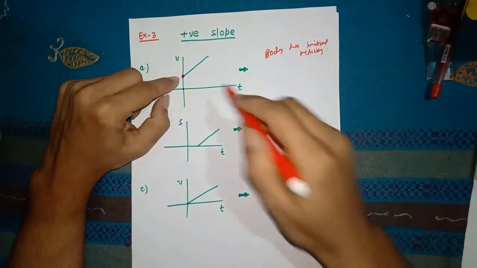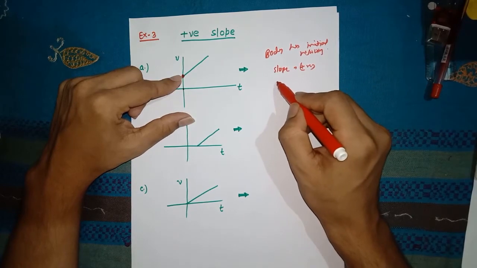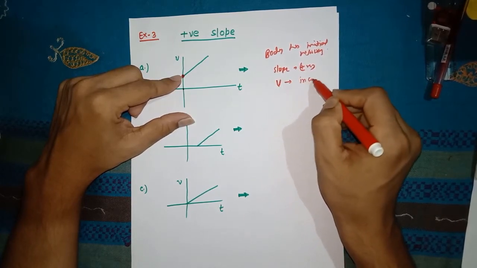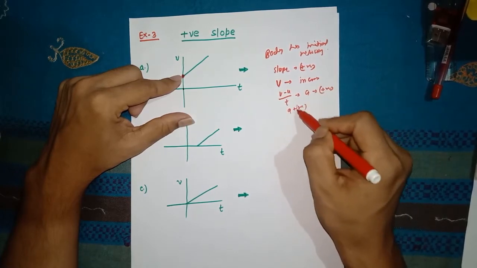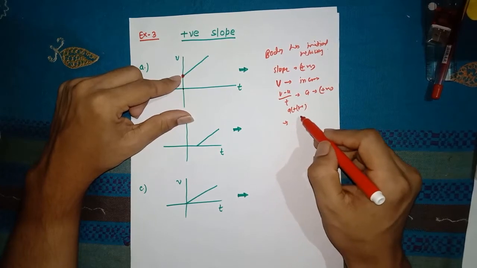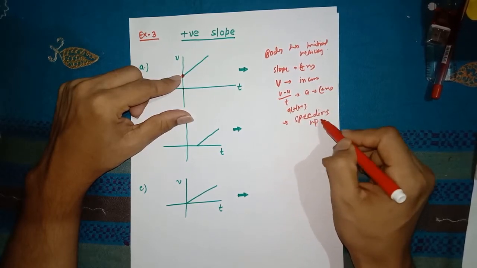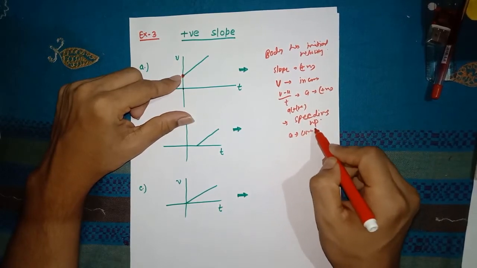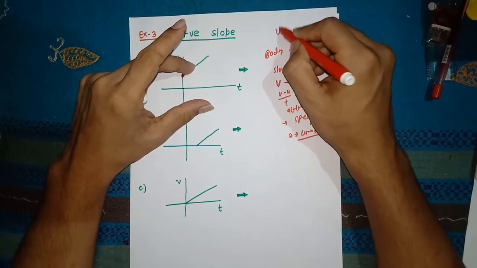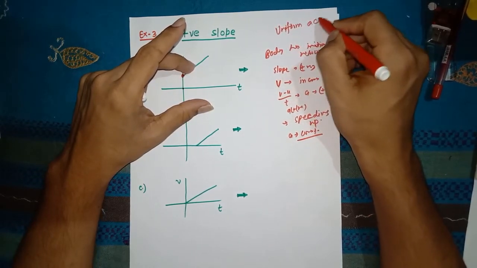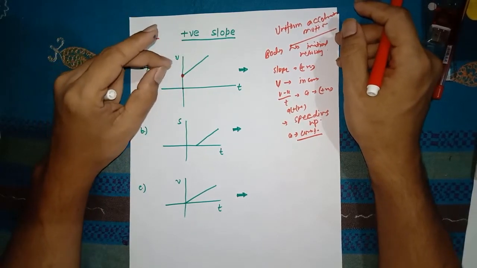and the body increases its speed because the slope is positive. That means velocity changes positively, that means velocity increases. It also means that v minus u is positive, so acceleration is positive. That means speed increases, or you can also say speeding up. Here A is constant because it is a straight line graph. So this situation is nothing but uniform accelerated motion. Have you got my point? Where initial velocity is not zero.